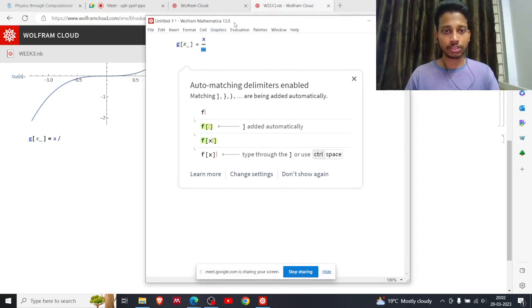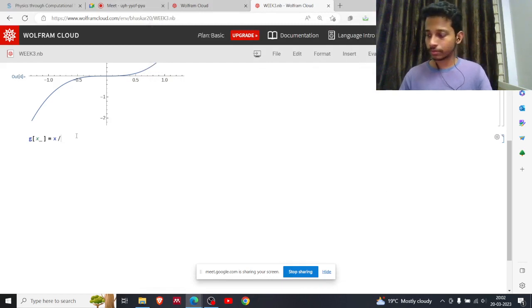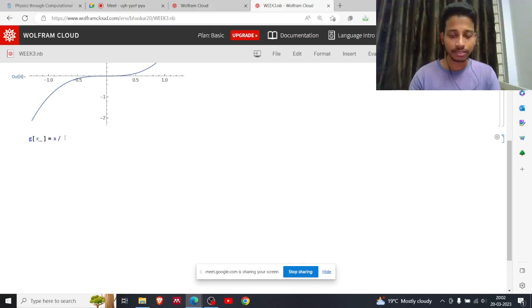Okay, in the desktop version you have to do it this way. But that desktop version will be paid, sir? Yes, you can have the paid version, and there is also another way to get that version of Mathematica. But in Wolfram Cloud this should also work, but I don't know why it is not working.